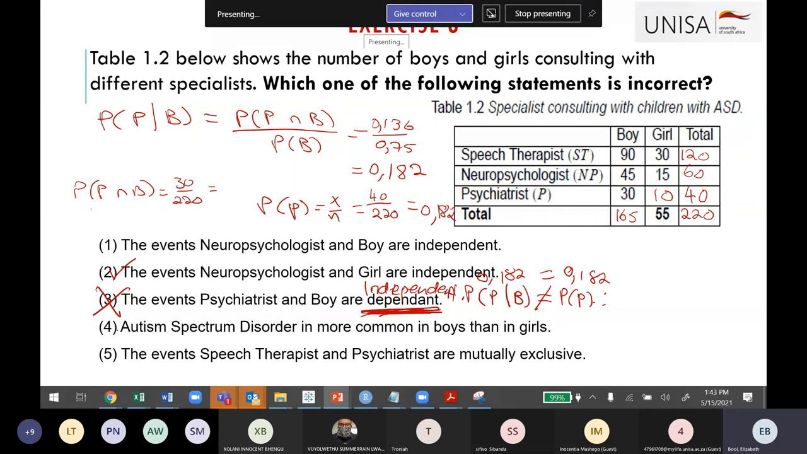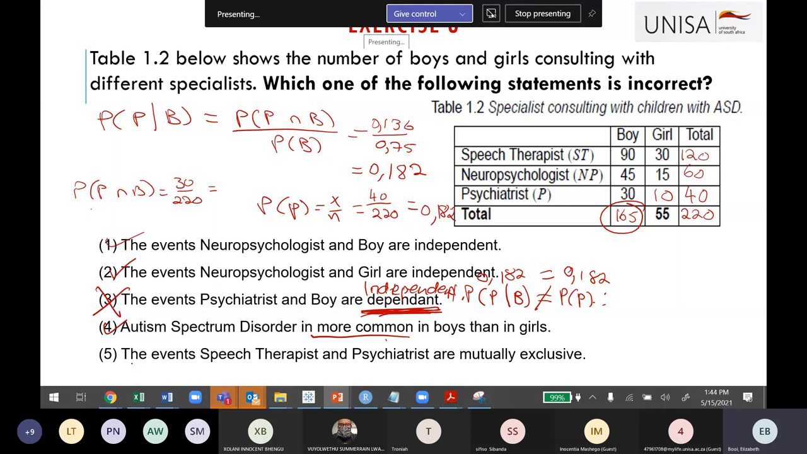Statement number four says ASD is more common in boys than in girls. This is just a general statement. Remember, these are the number of boys and girls that consulted, but they have ASD. It says it's more common in boys than in girls, therefore there should be more boys than girls. If I look at this, there are more boys. So yes, that is correct. And the first one was also correct.